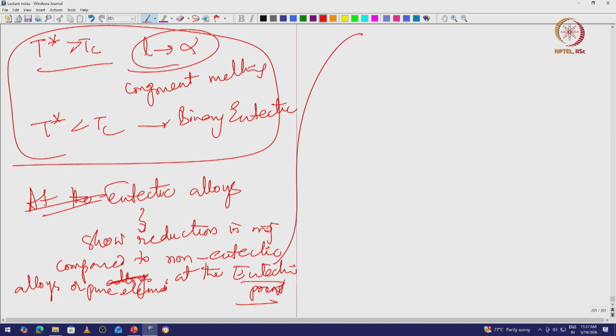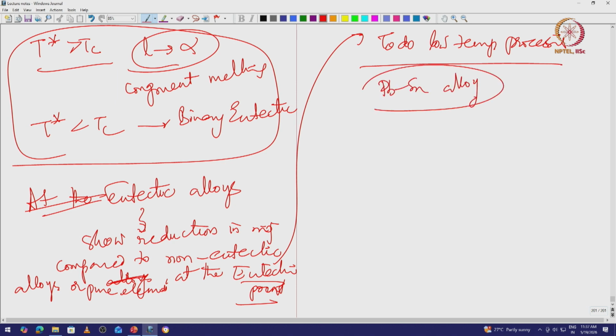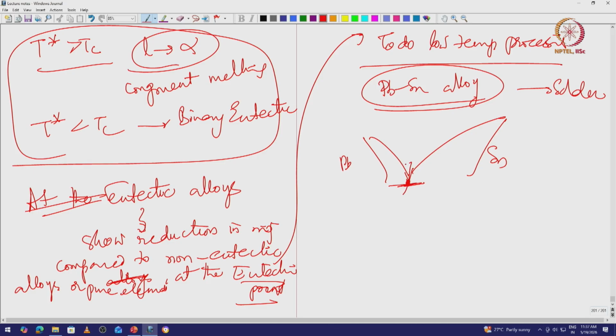So, how can we use it? We can use it to do some low temperature processing, and the classic alloy is lead tin alloy. Lead tin alloy is called solder. This is a eutectic alloy. I have a eutectic point; this is probably lead, this is tin. I do not remember the exact temperature, but this temperature can be reached using a solder gun.